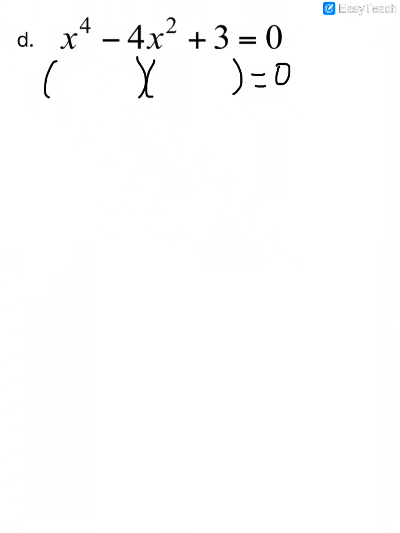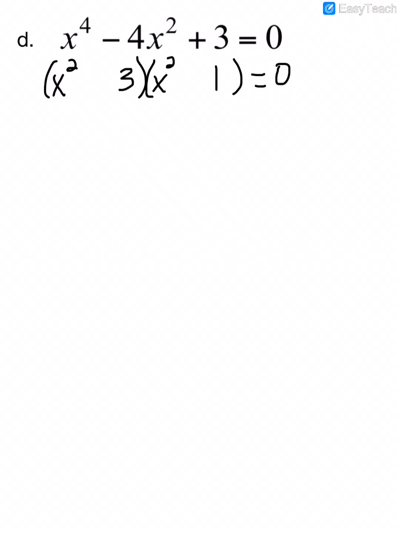We know that whatever goes in the first 2 spots in our binomials have to multiply to give us this first term. Alright, so what can we multiply to get x to the 4th? It would be x squared. Alright, so x squared and x squared give us x to the 4th. Now, in the last 2 spots, they have to multiply to give us the last term. So what can we multiply to get 3? Well, the only factors of 3 are 3 and 1. Alright, so I know that has to be the case.